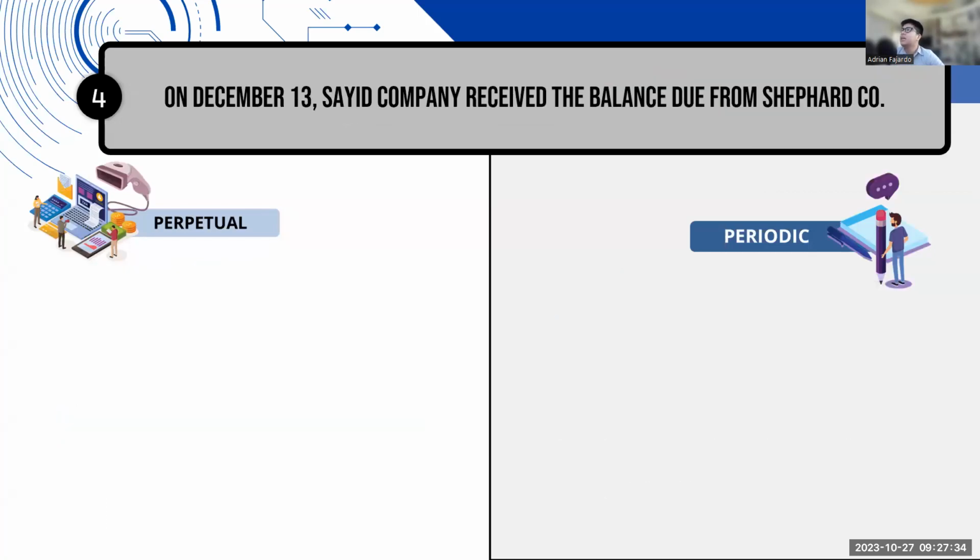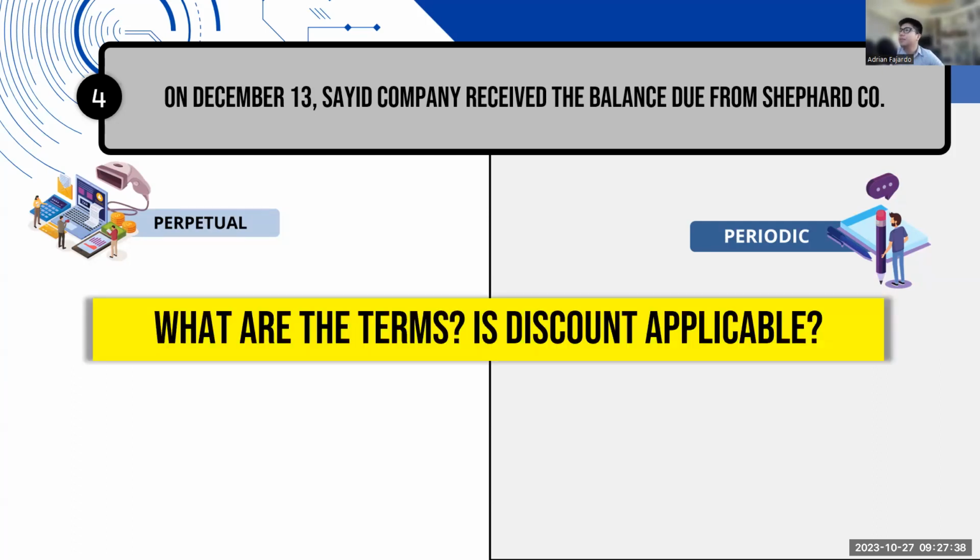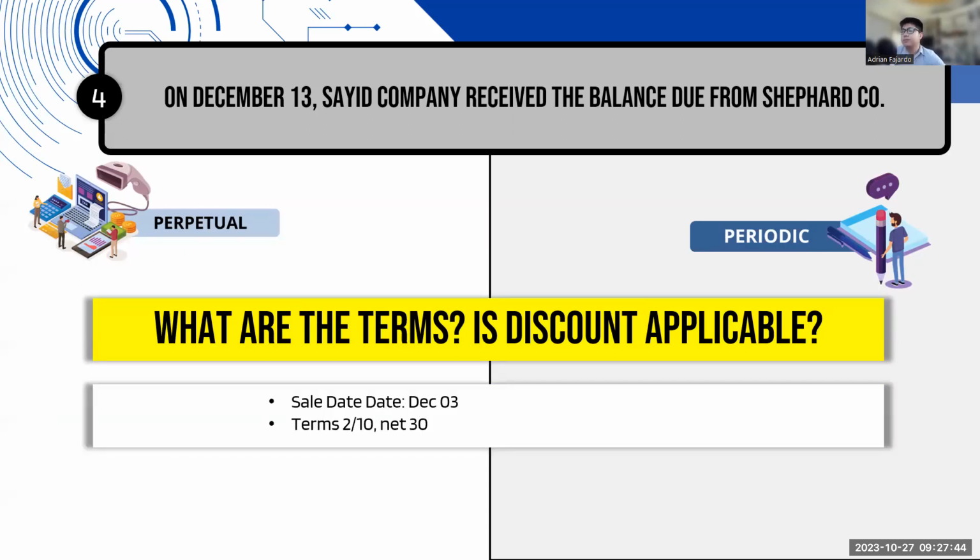And then finally, on December 13, Said Company received the balance due from Shepherd Company. So again, this is sales discount. So nagbayad na siya. What are the terms? We sold December 3. The terms are 2/10. So again, ignore first date, count last date. 4, 5, 6, 7, 8, 9, 10, 11, 12, 13. 13 is within the 10 days, so you get a 2% discount.